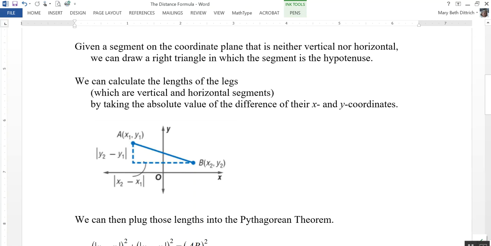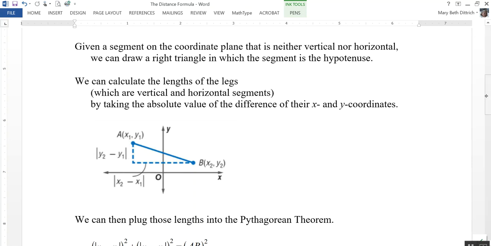I can calculate the lengths of the legs by taking the absolute value of the differences of their x and y coordinates. So in other words, the length of this horizontal segment here is going to be x2, which is the x coordinate of B, minus x1. X goes in this direction, so if I subtract those and take the absolute value, I'll get the length of that segment. I'm going to do the same thing in the vertical direction to find the length of this leg, which is going to be the difference between the y coordinates of the 2 points, and I take the absolute value to make sure it's positive.